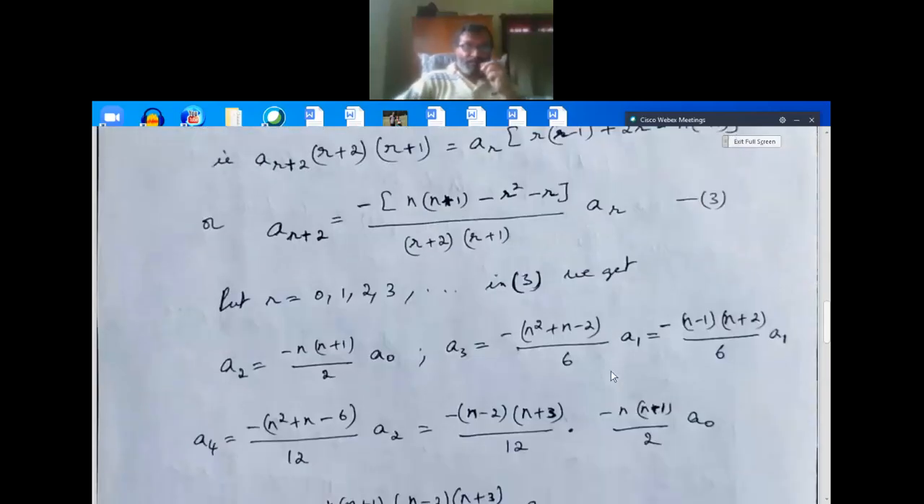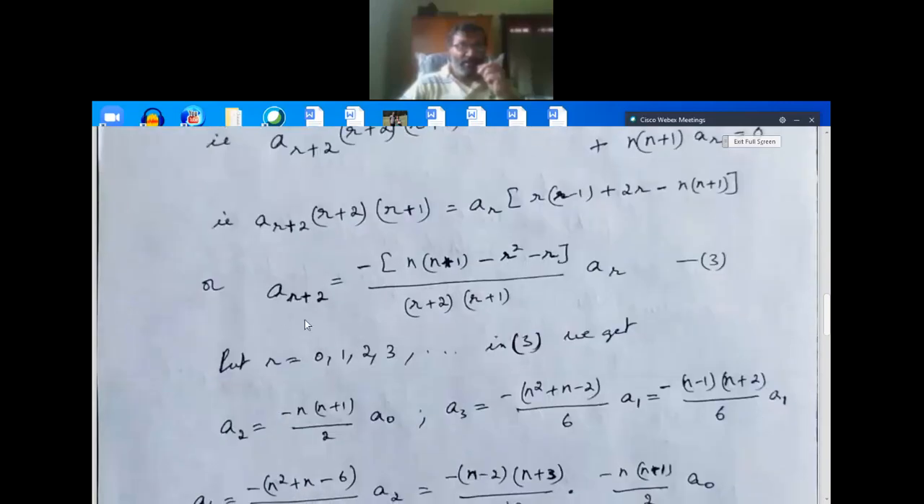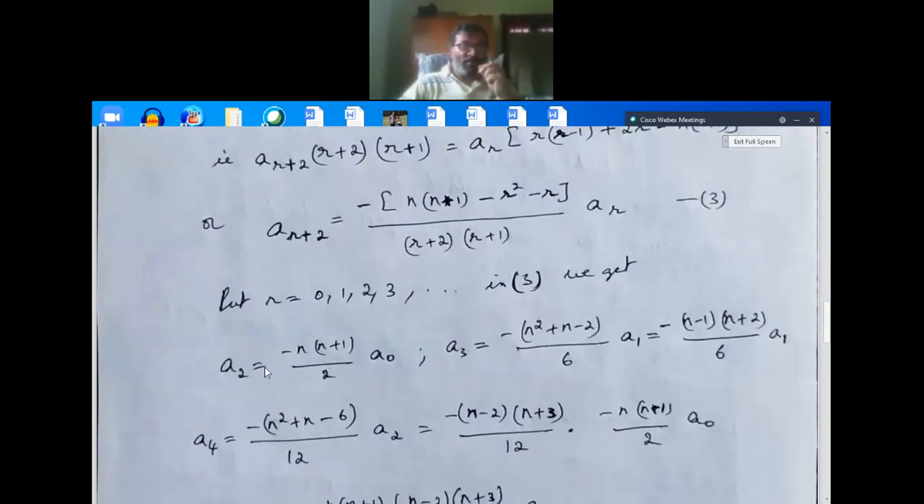Now, we put different values for r. That is, we put r is equal to 0, 1, 2, and 3 and see what happens. When I put r equals 0 in equation 3, I get a2 equals minus of n into n plus 1, this will be 0, this will be 0, divided by 2 into 1, that is 2 into r is 0, a0.